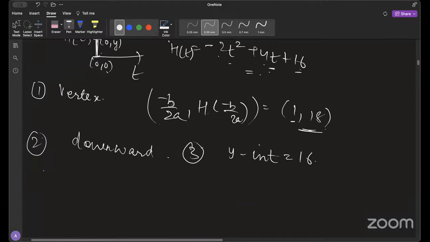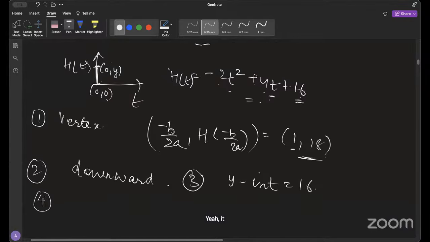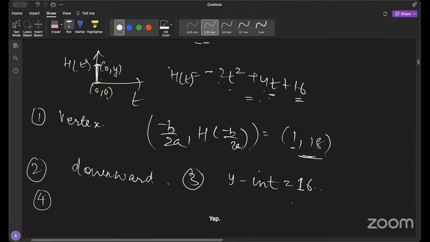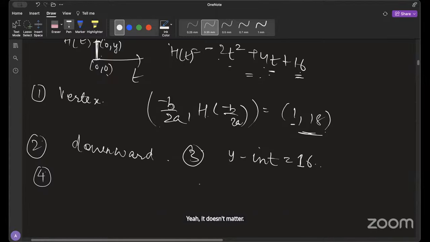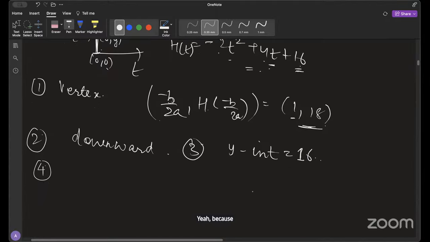Ma'am, just asking one thing, y-intercept is just the constant value, no? Always. Yeah, it's always a constant value, no matter what the function is, whether quadratic or cubic. It will always be the constant value because y-intercept is where your curve cuts the y-axis. That's it. That's your y-intercept, where the ball is thrown from at t equals 0.